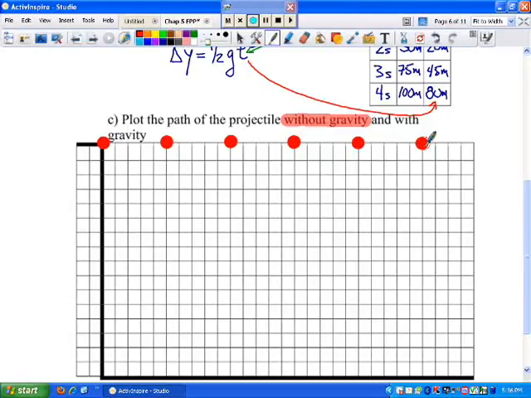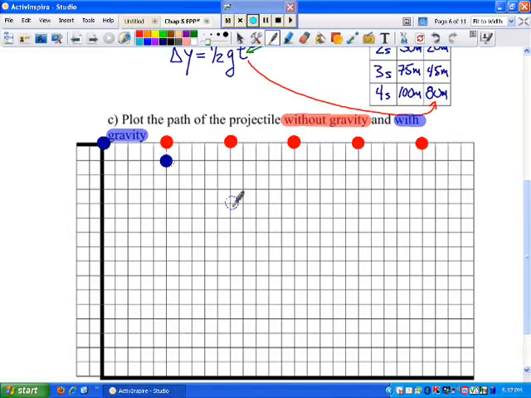Now, plotting the path of the projectile with gravity is slightly more complicated. We'll use the blue dots to show that path. Your projectile will begin in the exact same spot that it did if there was no gravity. However, now, in addition to our projectile moving out horizontally, it also moves down. So after 1 second, it's moved out 25 meters and down 5 meters.